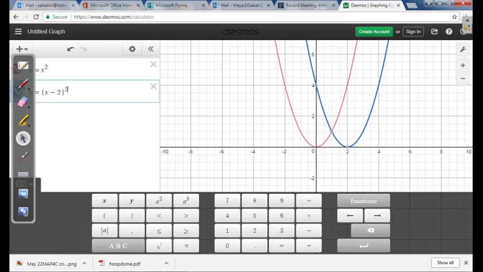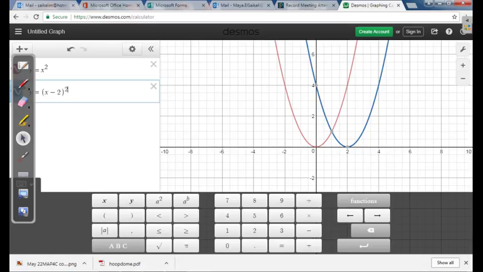What's my vertex here? What's that point? 2, 0. That point right here is 2, 0 because x goes first. X goes first, y goes second. The value of x is 2, the value of y is 0.